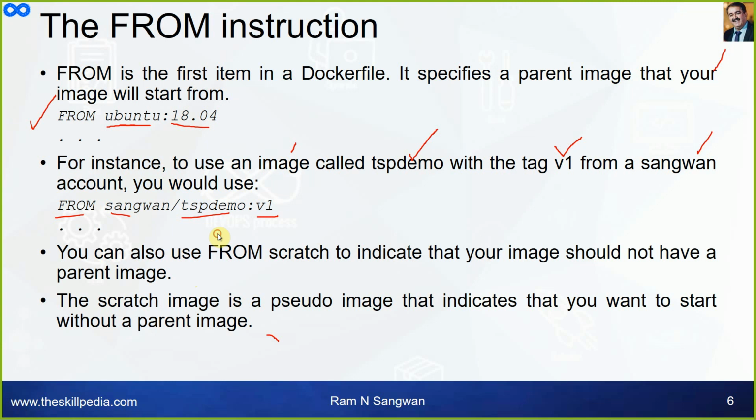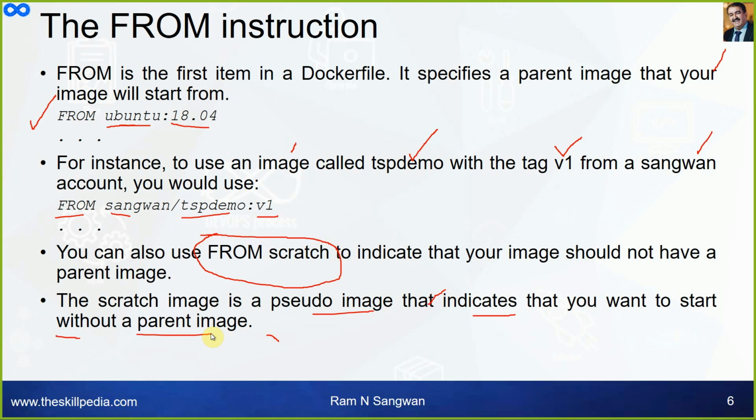FROM scratch is a special case where you want to specify that no, I don't want to use any base image. My image does not depend on any other image. My image is from scratch. It indicates that your image should not have a parent image. It is actually a pseudo image that indicates that you want to start without a parent image. Under what circumstances will you use it? What are the scenarios where you may use scratch?